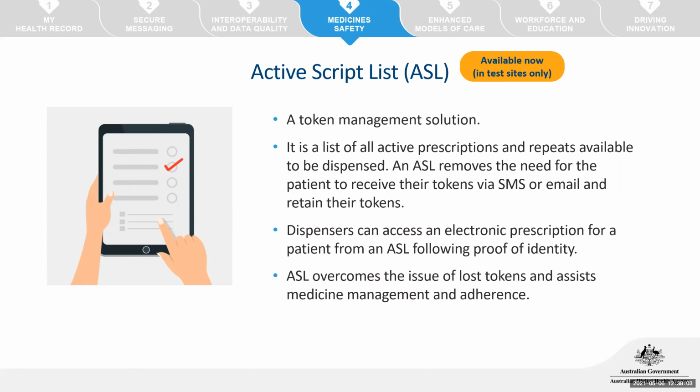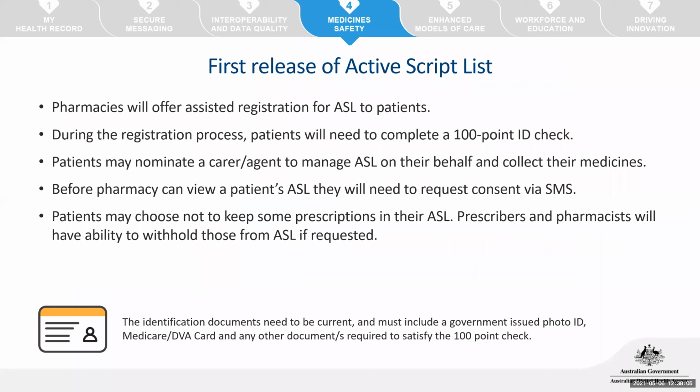So, in terms of setting up an active script list, individuals will need to register for one. So, the first release of the active script list is quite pharmacy centric, where the registration for the active script list is done through an assisted process, and it's assisted registration through the pharmacies. So the individual will turn up to a pharmacy and ask to be registered for the active script list.